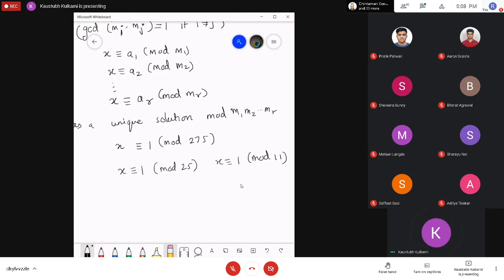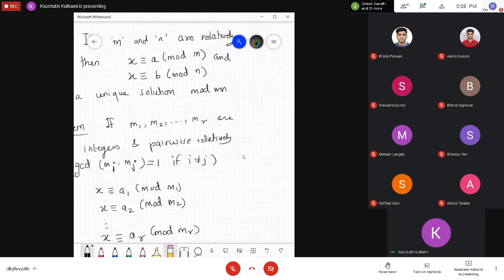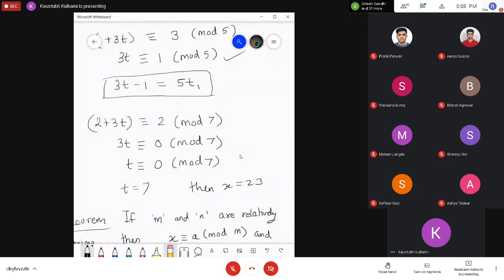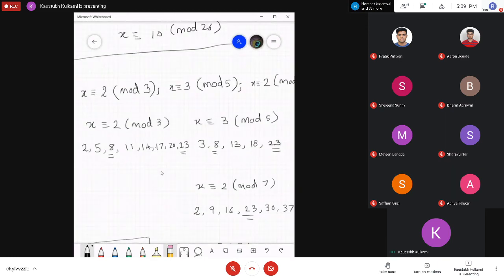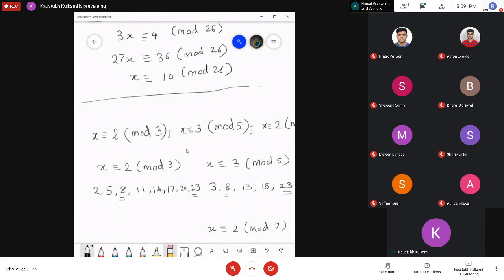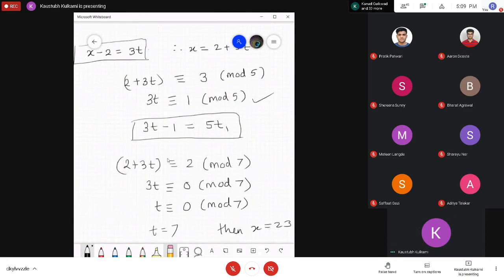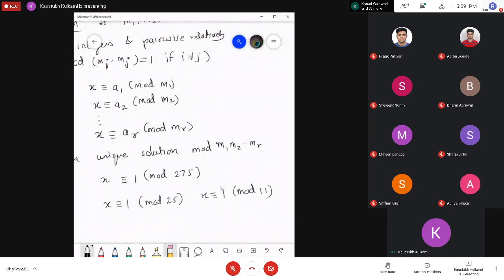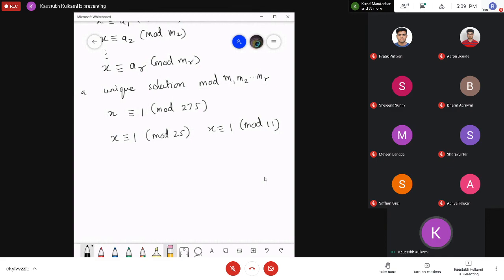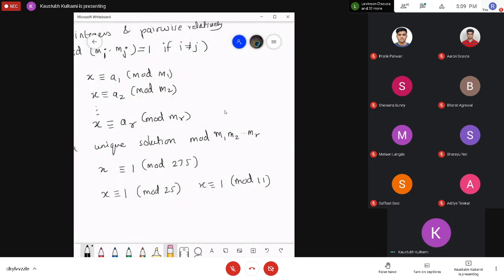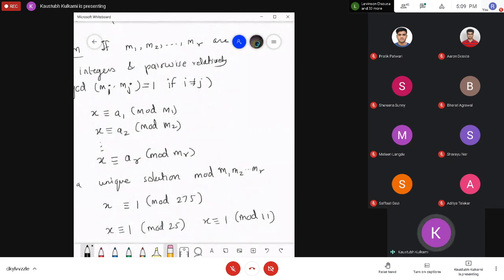So how does it help in solving the problem that we had in hand? That we'll see. As it is, the time is almost up. This is the Chinese remainder theorem, and we'll see the applications of it in the next lecture.